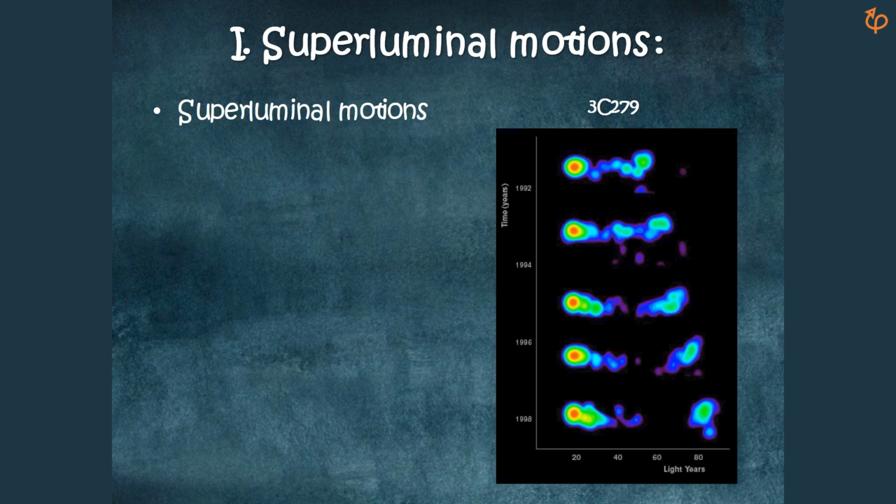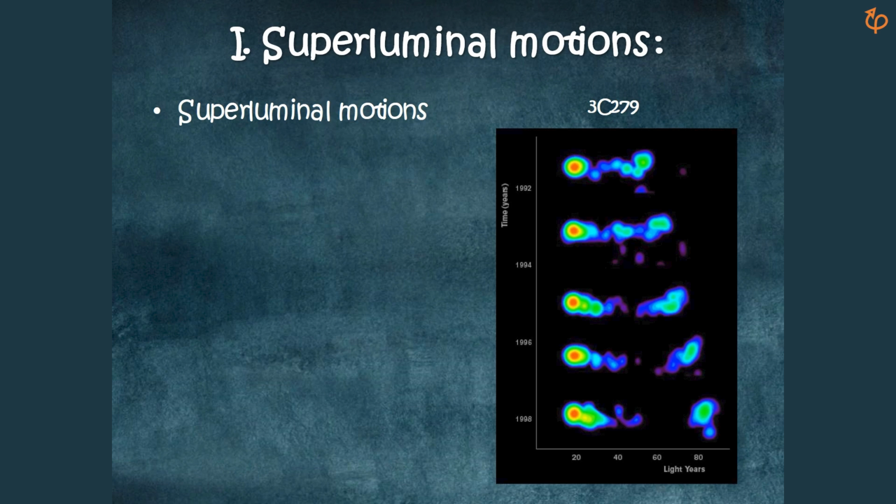And the interesting phenomenon within these blobs is that the motion that we see is faster than the speed of light. So this is a picture that was taken of 3C279. You can't see it very well because of the projector. The first image was taken in 1992. The last image was taken in 1998. These 5 images span 6 years.